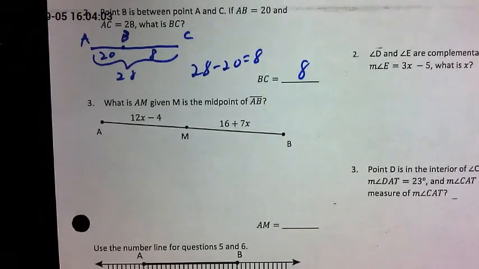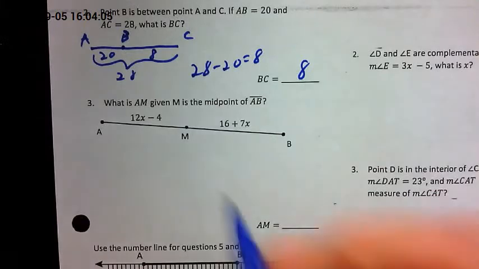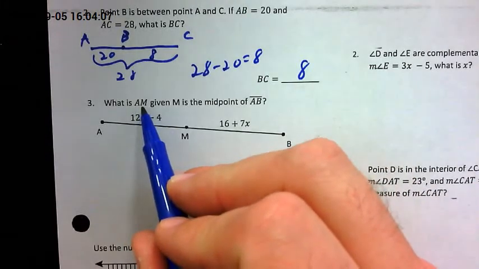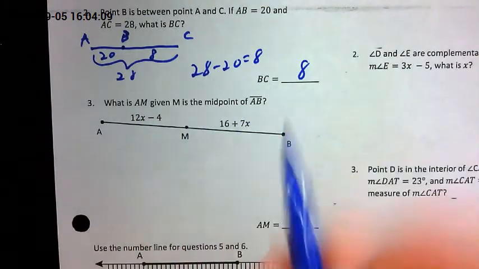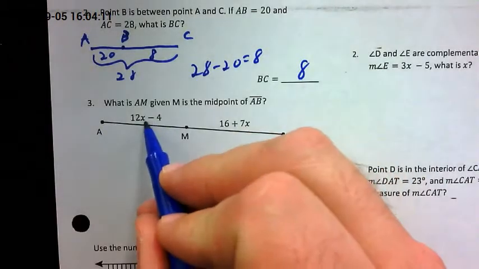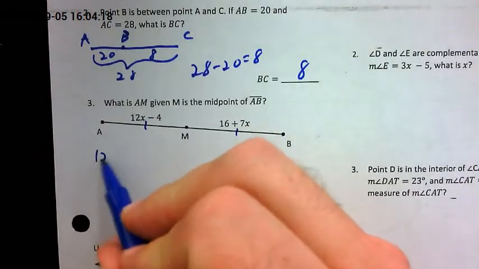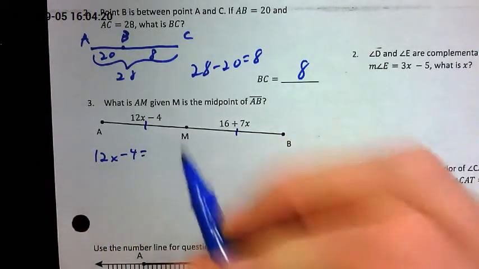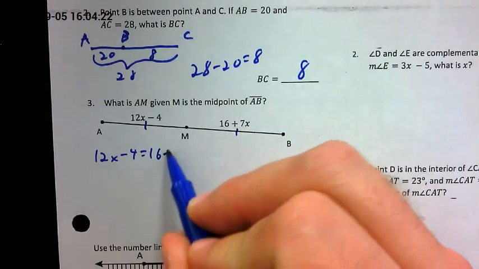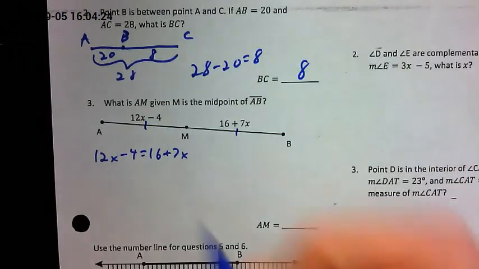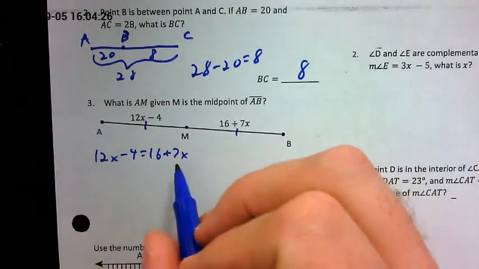On number 3, what is AM? So the length of AM given M is the midpoint of AB. Well, they told us M is the midpoint. So right away, I know those two pieces are congruent, and therefore they must be equal. So the equation I'm writing is setting those two parts equal to each other. So now, we're solving this. It doesn't matter which way you bring it.